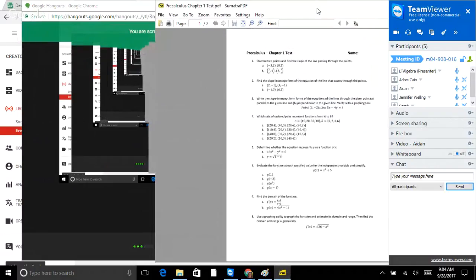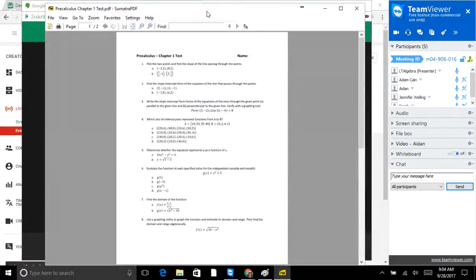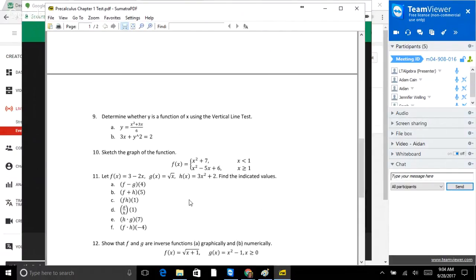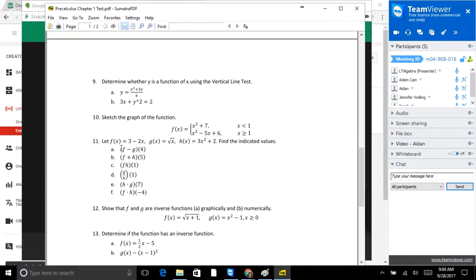Exciting. All right, so on the chapter 1 test, let me find my key here. All right, everything's good on the first page. When you get to the second page, number 11. So these are 3 different functions, and then I've asked you to basically perform different values with the functions, just like you did in your homework. But when you get to E and F, those are supposed to be compositions.